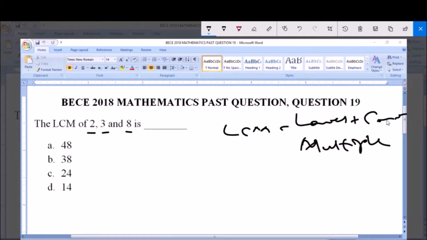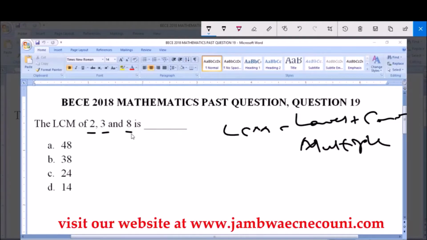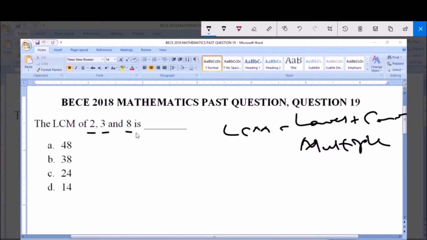Now we are looking for the common multiple. Common multiple simply refers to what? A number which is a multiple of 2, also a multiple of 3, and a multiple of 8. That is, this number is a multiple of all these numbers. And then lowest common multiple simply refers to the lowest out of the numbers which are multiples of these given numbers.